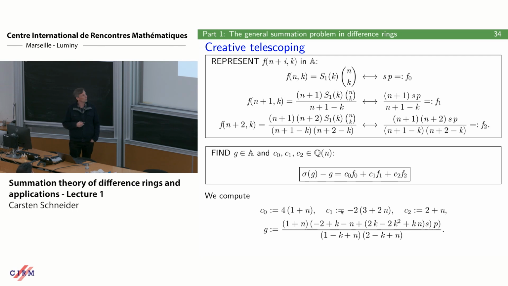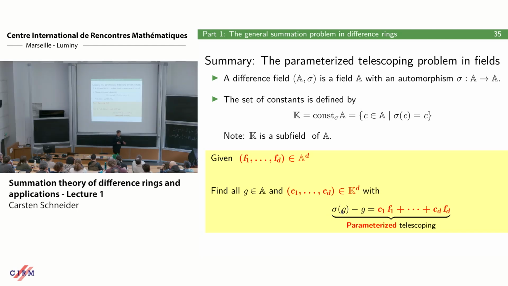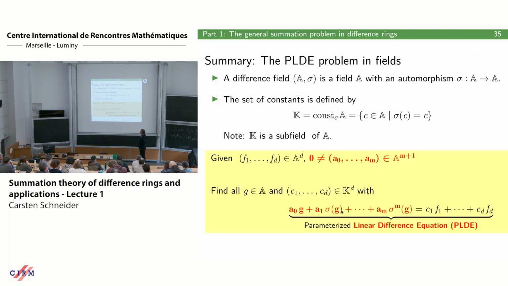I can use this for creative telescoping, but it's more flexible. The f1, f2, f3, they don't have to be shifted in n. They can be any element. Okay? Different applications. You can look for contiguous relations, for instance, following Gauss, but in a more general setting. There's more flexibility here. And even more general, we can also introduce a0 up to am from this field, not the zero vector. Then one can look for parameterized linear difference equations, which I'm interested in. This is, for instance, also used in the holonomic approach to solve this problem if you're in the rational functions.